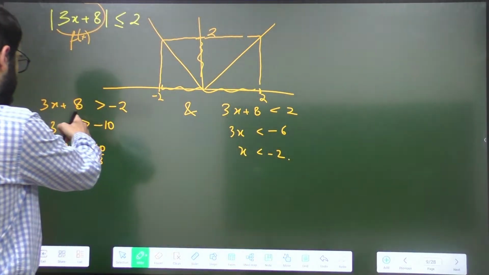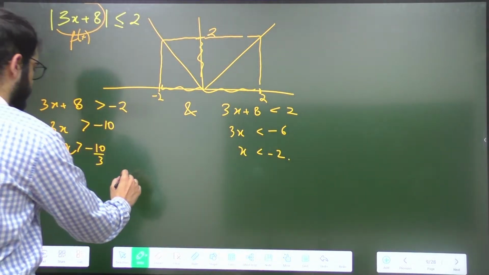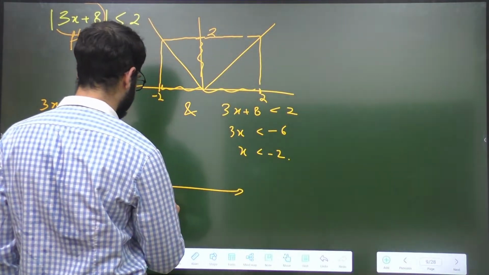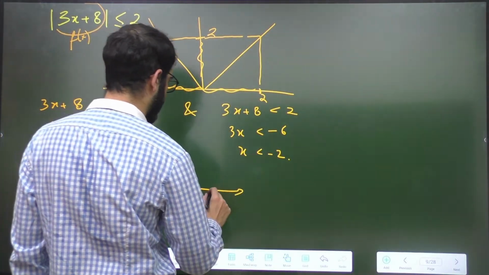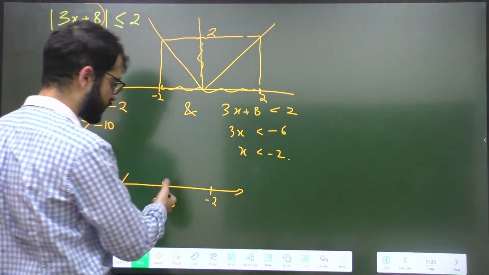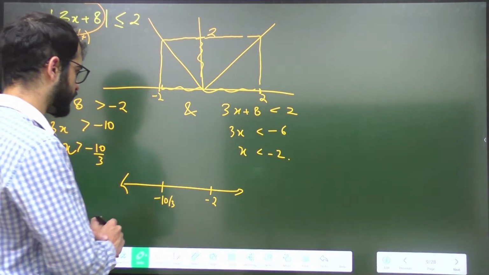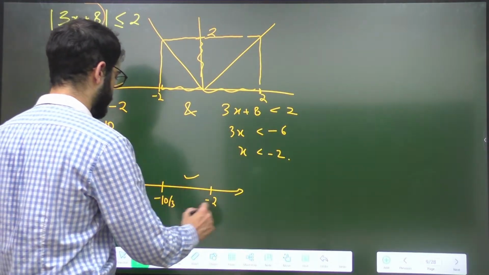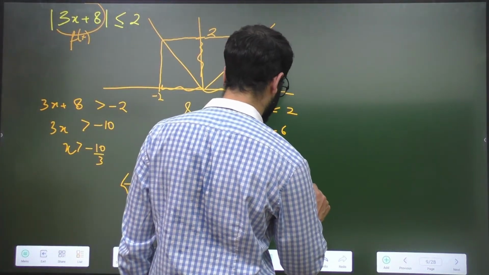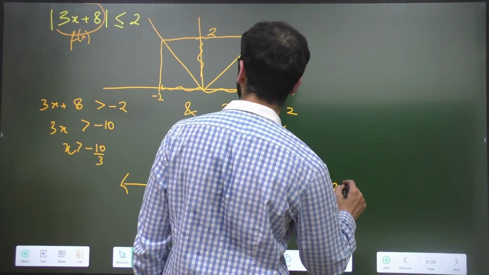Let me just recheck. It's minus 8 minus 10. Right. So x will be greater than minus 10 by 3 and less than minus 2. This is going to be minus 3.33 something. So finally the answer is going to be between these two intervals. So I'll say that x belongs from minus 10 by 3 to minus 2.